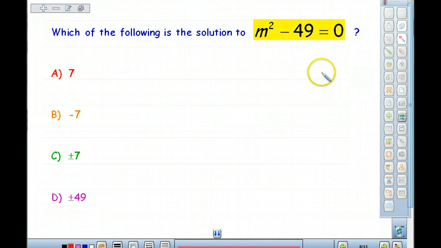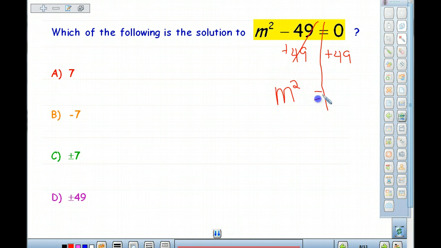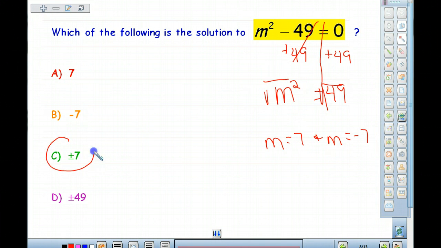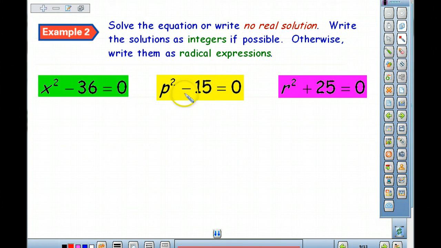Okay. Here we've got which is the solution to m squared minus 49 equals 0? Well, let's solve it. We have to add 49 to both sides to get m squared by itself. So I have m squared equals 49. When I take the square root of both of them, we get m equals 7 and m equals negative 7. So which one is 7 and negative 7? That one is symbolized by that thing right there. Okay? So let's do a few more examples of this.